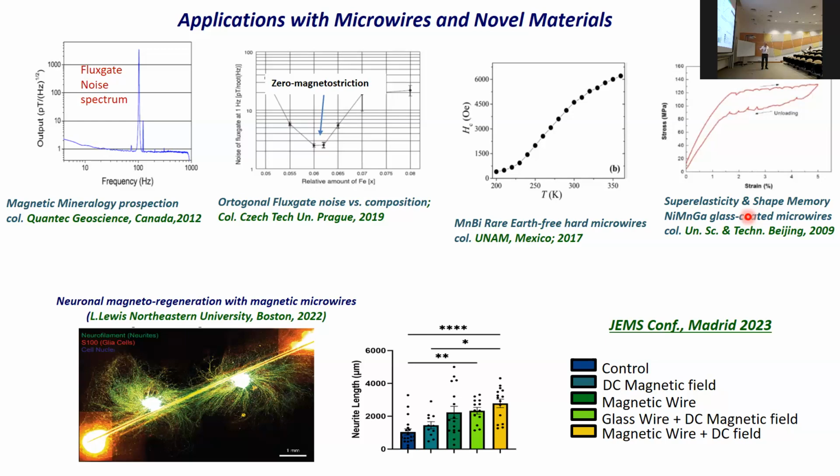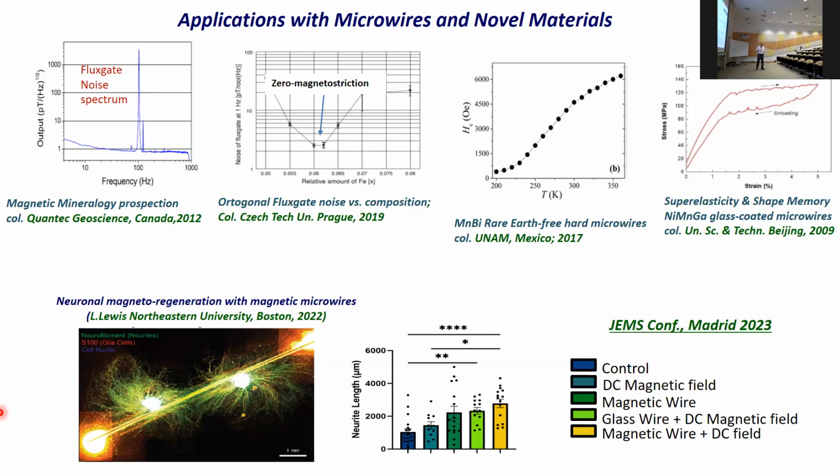And I would like to mention this is the last experiment I have been involved in personally, last year with Laura Lewis at Northeastern University in Boston. They had previously observed that damaged neurons grew faster when they were located in the presence of a static magnetic field created by neodymium and boron magnets, for example.